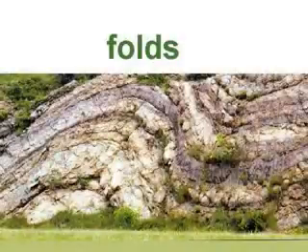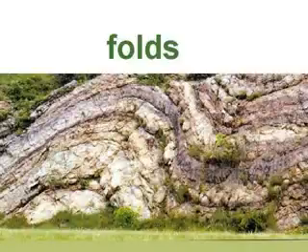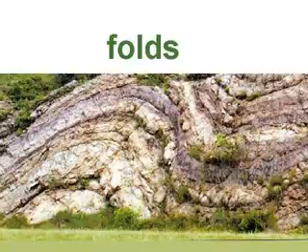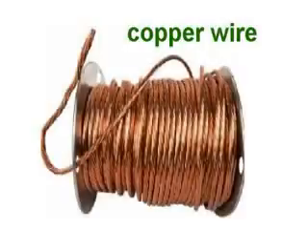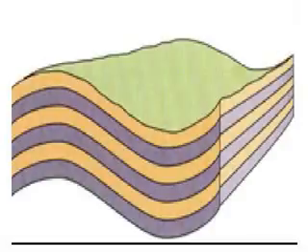The third structural deformation is called folds. Folds are bent planar structures caused by ductile deformation. Ductile means something you can bend and then it will hold its new shape. Copper wire is an example of ductile deformation. You can bend it and it will stay in the new shape. Remember, ductile means that it bends. It doesn't break into two or more pieces.